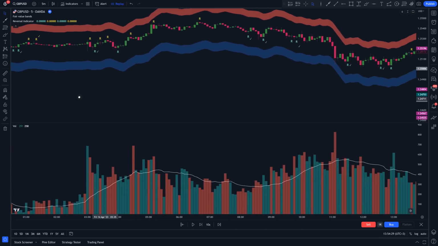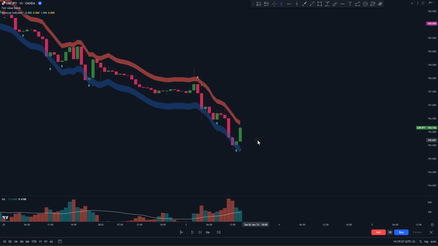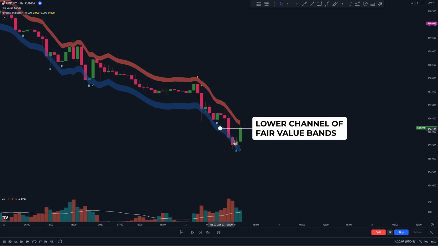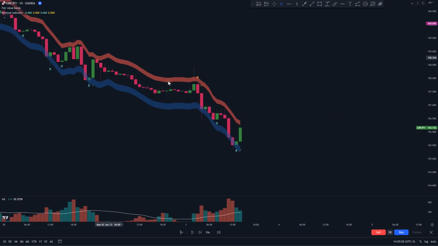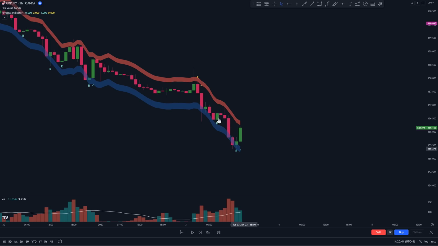Now, to trade using this strategy, here is how we're going to do it. For a long trade, first, the price must pull back into or touch the lower channel of the fair value bands indicator. This indicates the beginning of an end of this short-term bearish trend. Second, the reversal indicator should print a blue R label followed by a check mark. This indicates a trend reversal or the end of this bearish trend and the beginning of a new bullish trend.